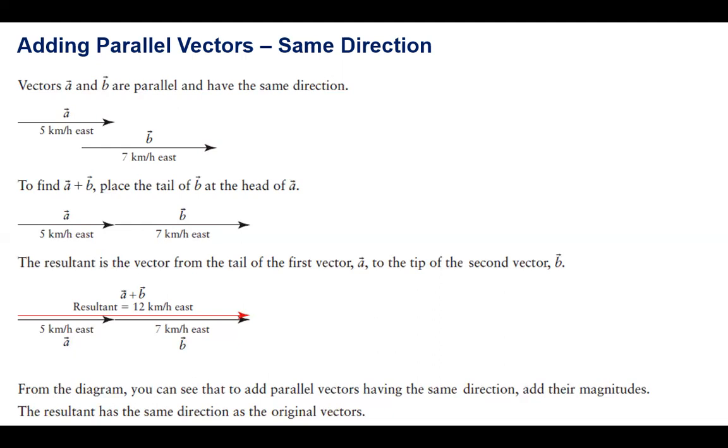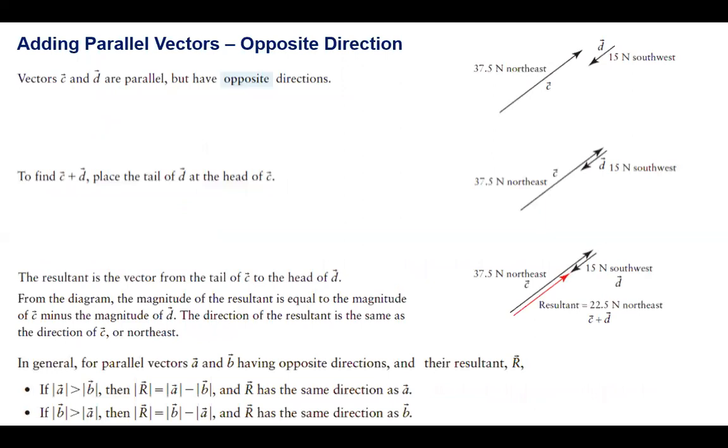All right, then let's have a look at another special case, adding parallel vectors, opposite direction. Again, suppose we have two vectors C and D that are parallel but have opposite directions. To find vector C plus vector D, you can simply place the tail of vector D at the head of vector C. The resultant is a vector from the tail of vector C to the head of vector D, right?